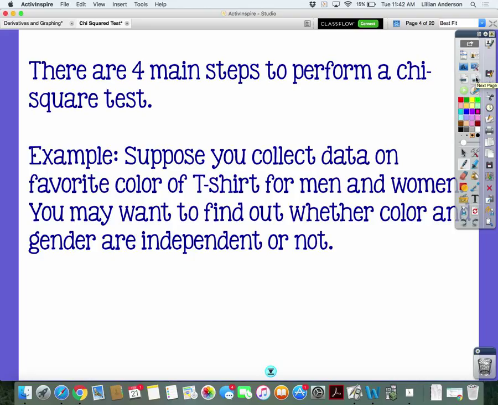As we go through these 4 steps, we're going to apply them to an example, so by the time we get through the example, we've gone through all the steps. The example: suppose you collect data on favorite color t-shirt for men and women. You may want to find out whether color and gender are independent or not. Statistics can actually determine, mathematically, whether or not color and gender are dependent on each other. So, here we go.